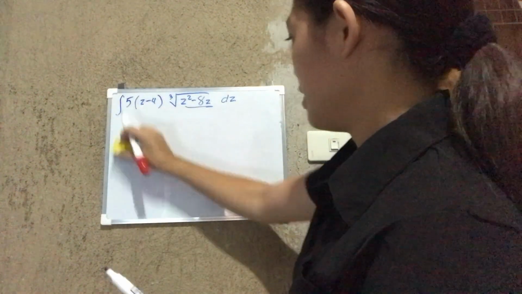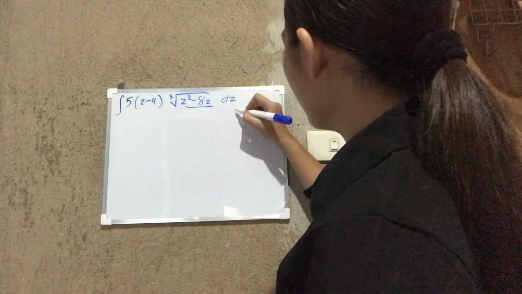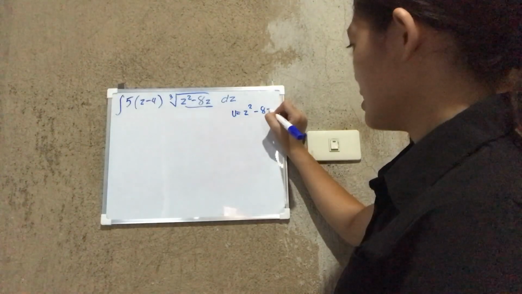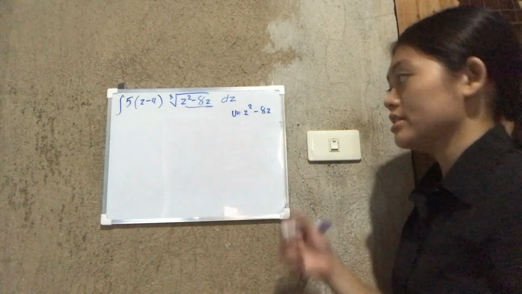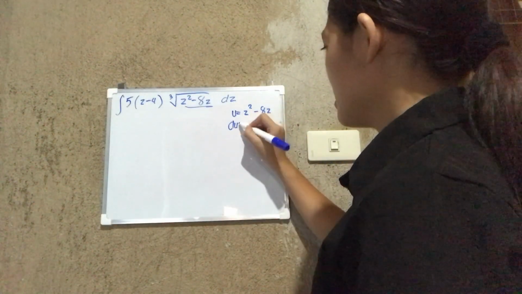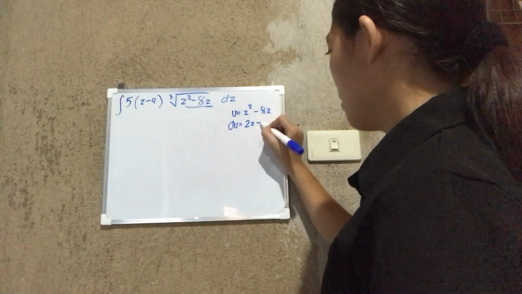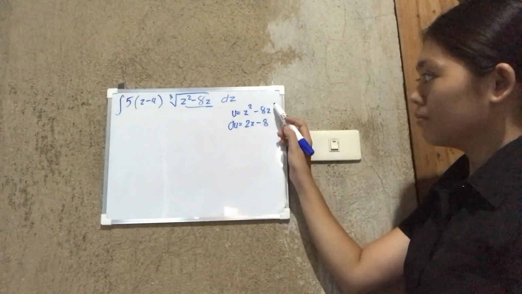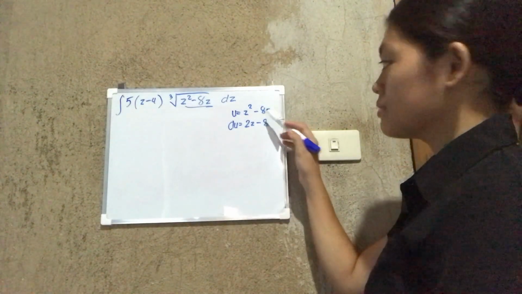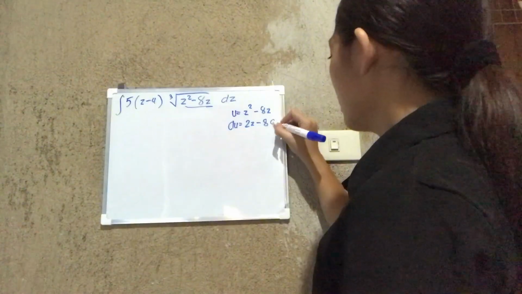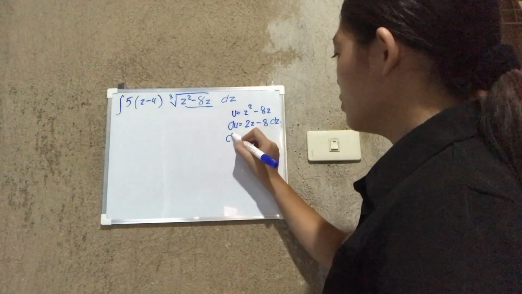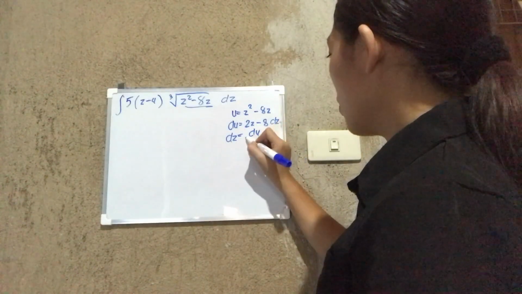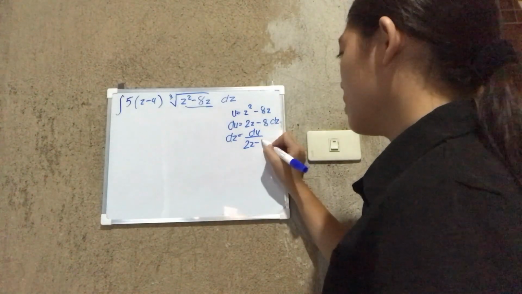Okay, let's write this one here. We have our u, which is z squared minus 8z. Now we are going to derive this inside function, which becomes 2z minus 8, because 2 times 1 is 2, then minus 1 is 0, and 1 times 8 is 8. Then we write the dz and solve for the dz. So our dz will be du over 2z minus 8.